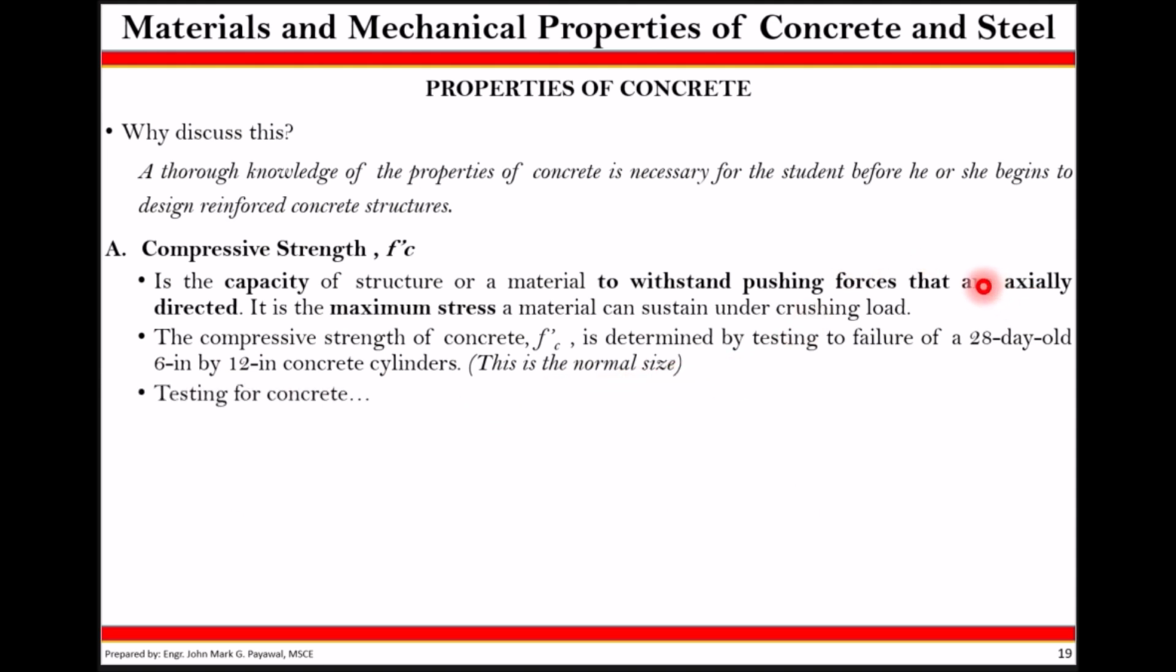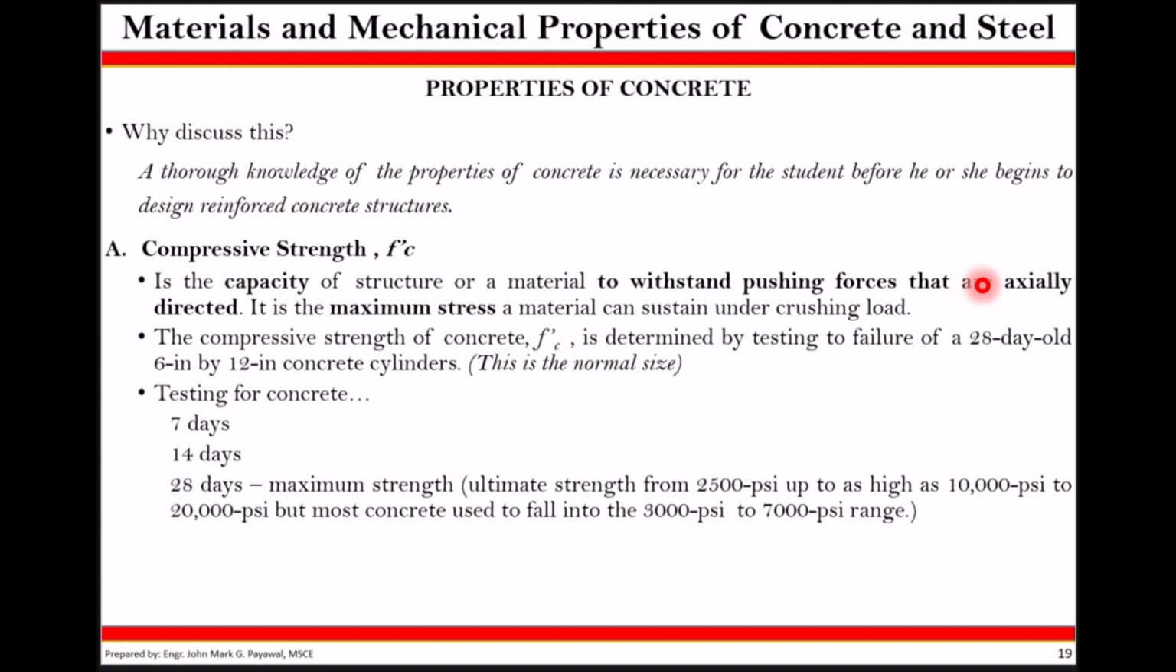The testing could be done on the 7th day, the 14th day, the 28th day. At the 28th day, we assume that it's already the maximum or the ultimate strength, from 2,500 psi or pounds per square inch, the unit of stress in English, up to as high as 10,000 psi to 20,000 psi. But most concrete used falls under 3,000 to 7,000. This 3,000 to 7,000 could be ordinary or it could be pre-stressed.